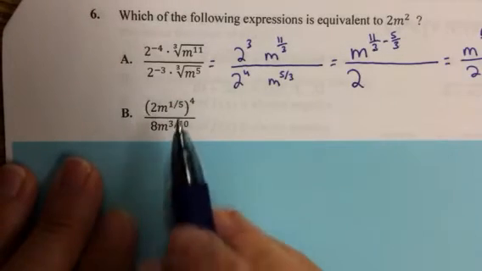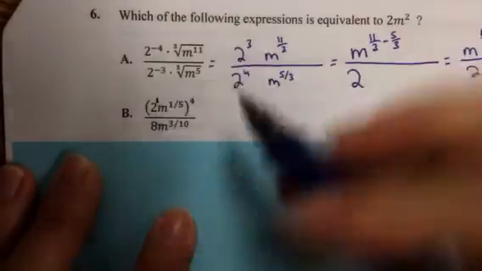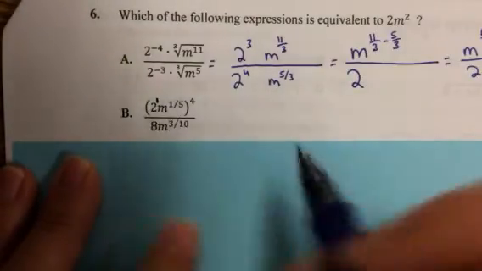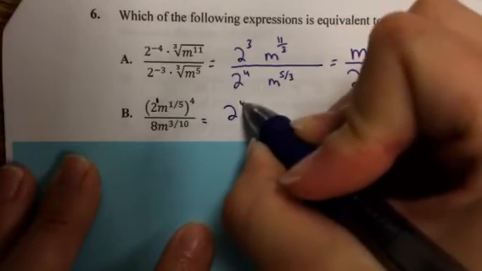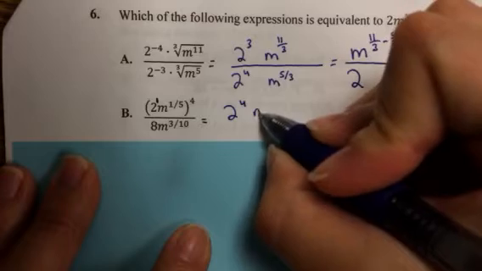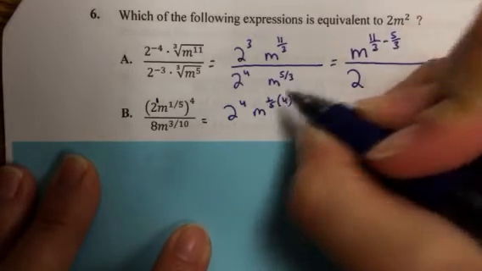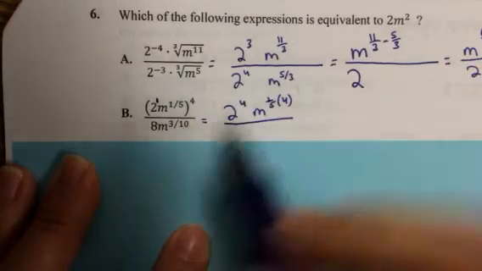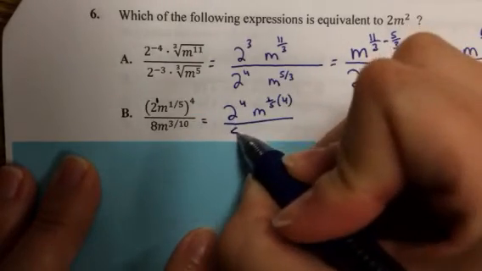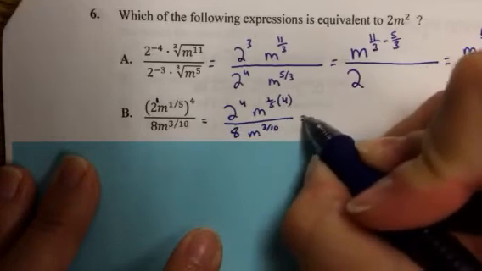So the first step is we need to distribute this exponent. You can only do that if there's multiplication in there. So this is 2 to the 1 power. We're going to do 2 to the 1 times 4, which is 2 to the 4th. m to the 1/5 times 4. You can do that in your head, or you can do it writing it out first. And then 8 is still hanging out, and m to the 3/10 is still hanging out.